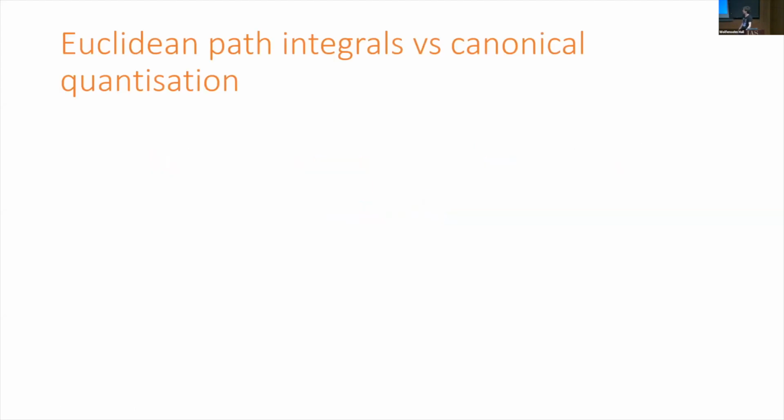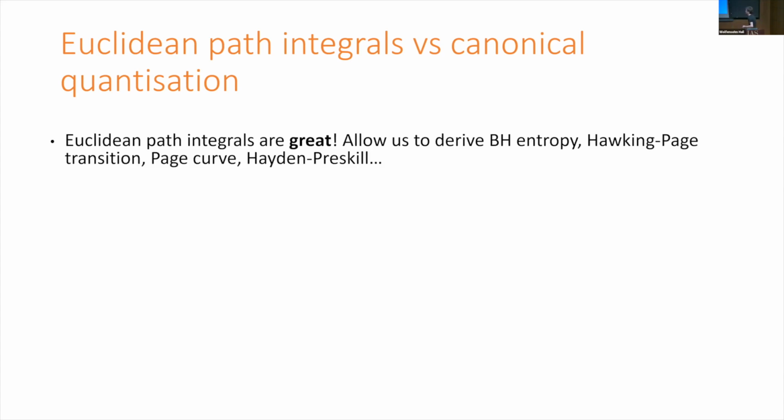But let's start with some more basic general question, which is the relationship between Euclidean quantum gravity path integrals and canonical quantization of quantum gravity. Okay, so Euclidean path integrals are great. They let us compute all this stuff: Bekenstein-Hawking entropy, things like the Hawking-Page transition, these days the Page curve, Hayden-Preskill, all that sort of stuff. But they're also obviously very hard to interpret.